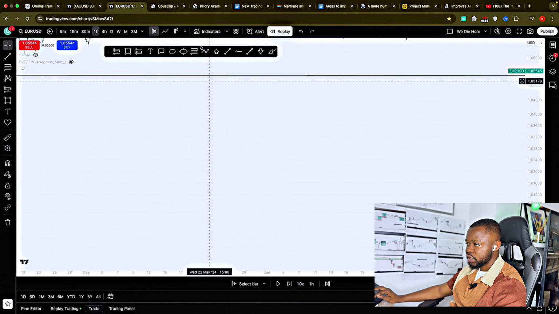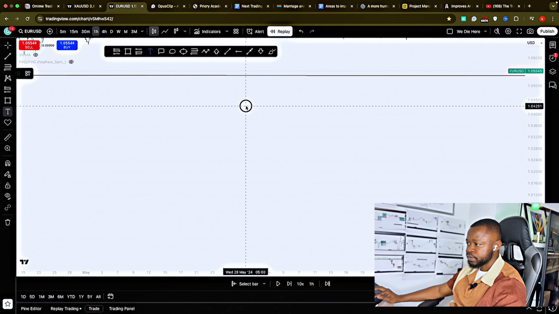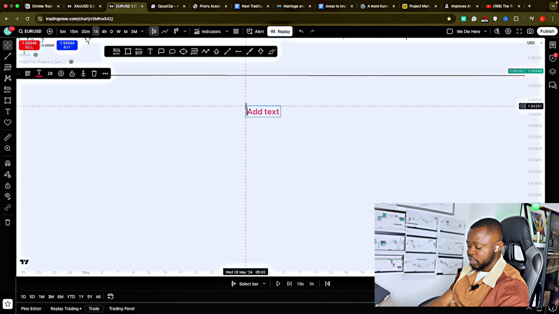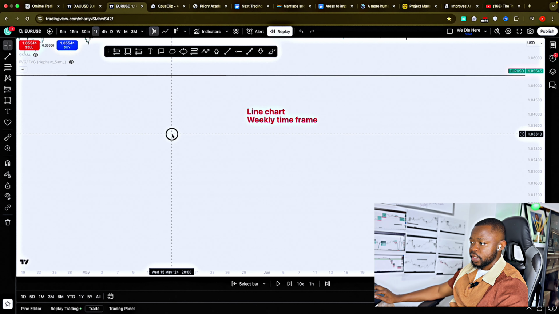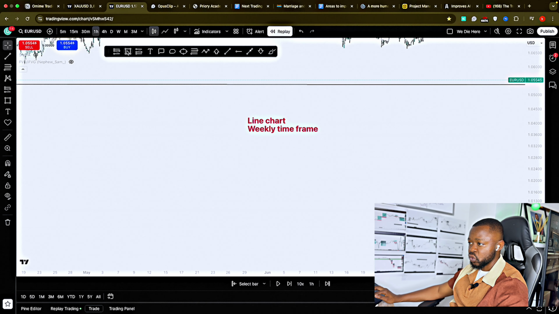What we've been able to cover is the fact that you need your line chart. You need to go on the higher time frame. So the weekly time frame is very key, and you need to draw your zones properly.